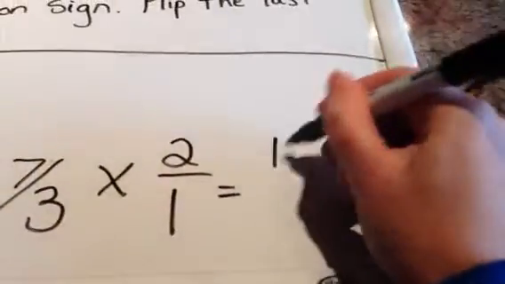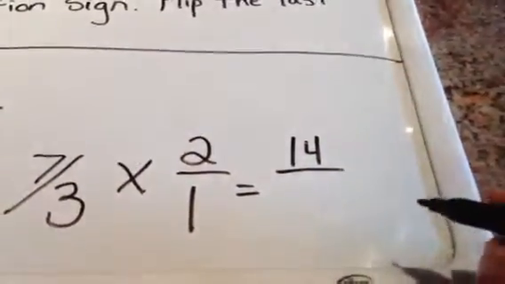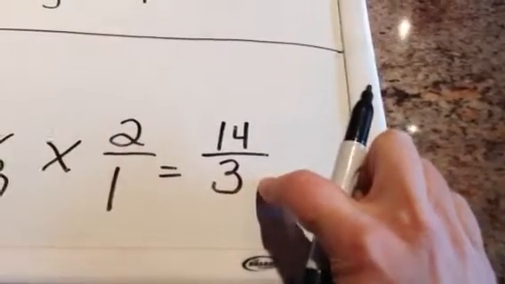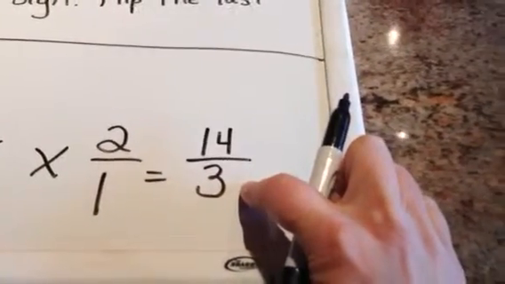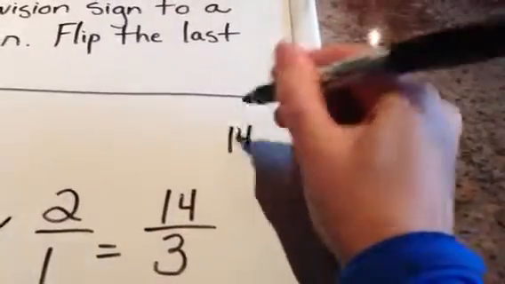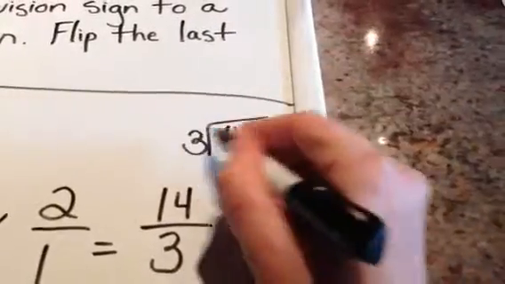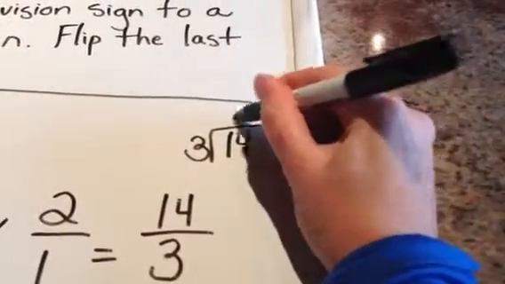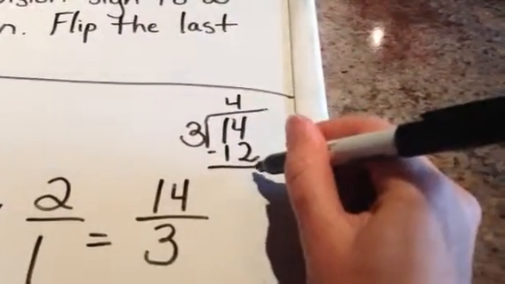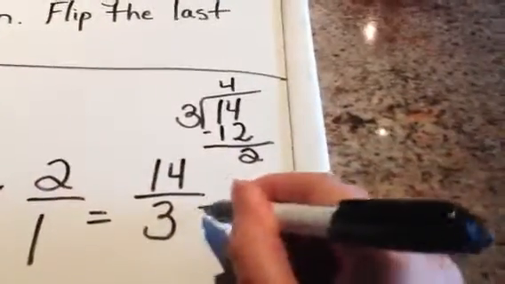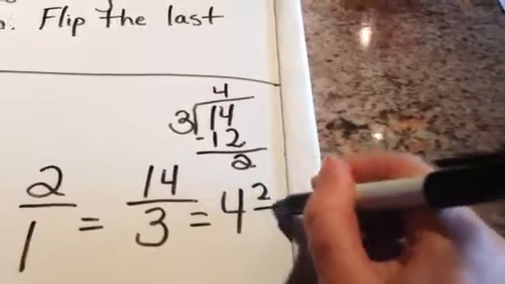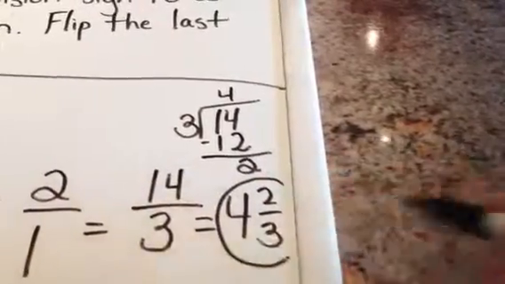Now I can go ahead and solve just like I did with my multiplication problems. 7 times 2 is 14, and 3 times 1 is 3. Right away I notice that this is an improper fraction, so I need to change it back to a mixed number for my final answer. So I'm going to divide 14 by 3. I know that 3 goes into 14 4 times because 3 times 4 is 12, and I have 2 as a remainder. So my answer is going to be 4 2/3. And that is my final answer.